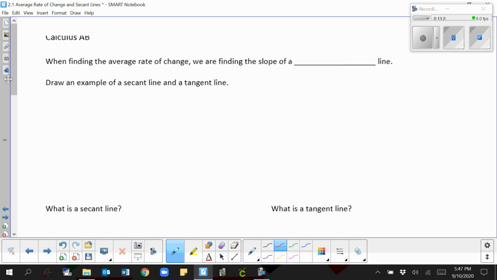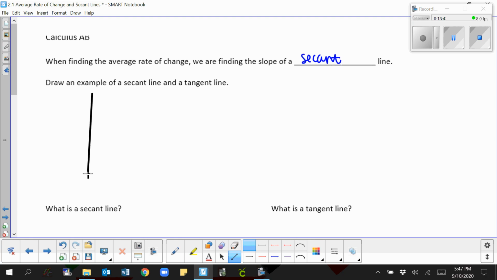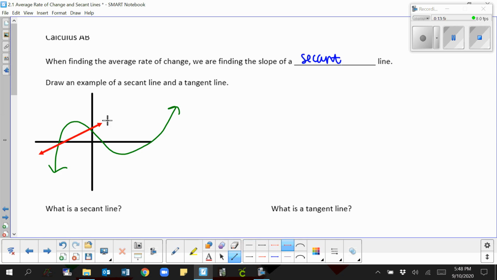And now we're going to talk about when we're finding the average rate of change, that means that we are finding the slope of a secant line. So a secant line, I'm going to draw an example over here. So I'm going to say that this is my x-axis, this is my y-axis, and I've got my curve that looks like this. My secant line is going to be a line that goes through my curve exactly twice. So it's going to touch right here and right here.